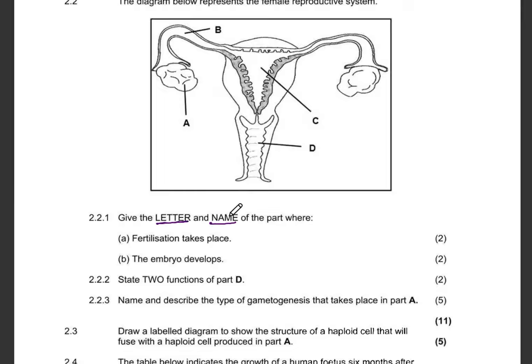Remember, it's very important that we read and understand these questions, guys. Sometimes they ask for just the letter, sometimes they ask for just the name, and sometimes they ask for both. So the letter and name of the part where fertilization takes place. Fertilization will take place in the fallopian tube, which is B in our diagram. So the letter is B, and the name is the fallopian tube. You then get a mark for the letter and a mark for the name.